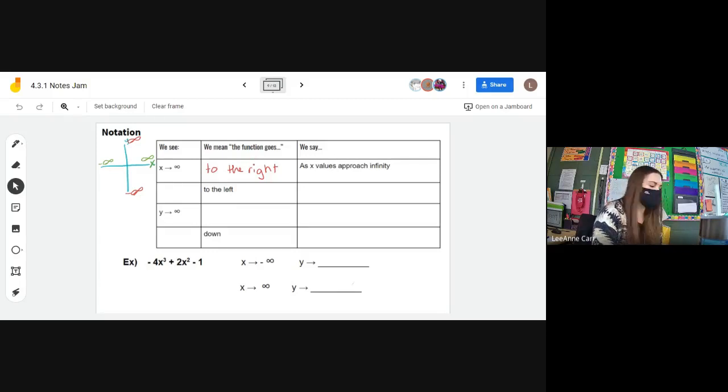So if I wanted to say to the left, instead of x going to positive infinity, I'm going to go to negative infinity. Again, it's my x-axis because x determines if you go left or right. And we would say x approaches negative infinity.